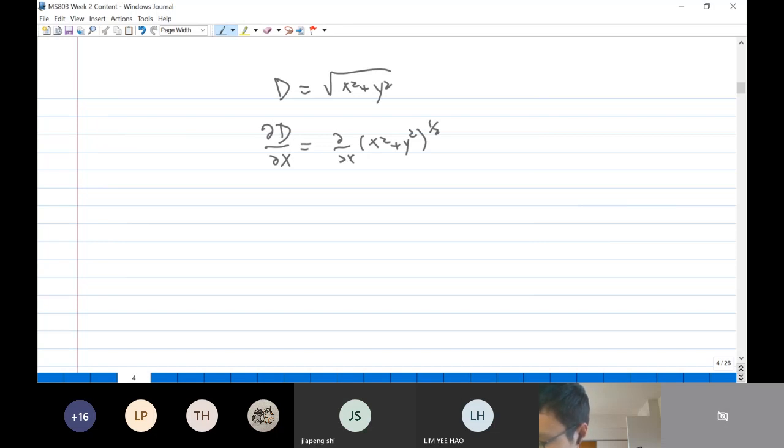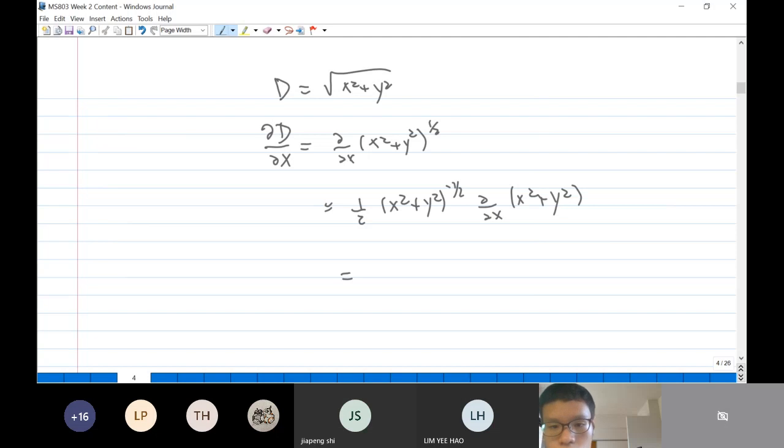Okay, so instead of doing d squared, you can do it differently. So this is the power one half: x squared plus y squared to the power of minus one half, then differentiate the inside, x squared plus y squared.